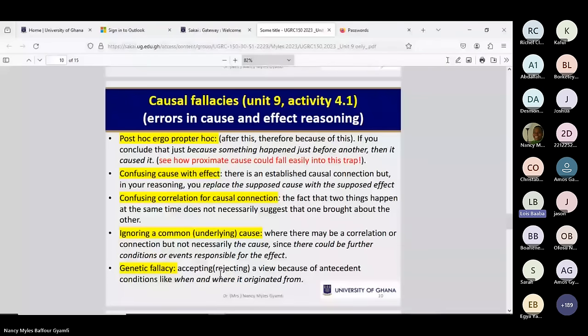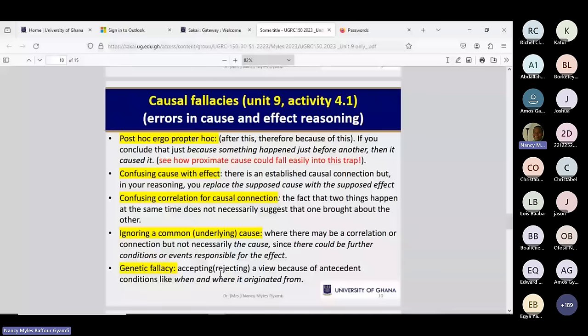Confusing cause with effect. There is an established causal connection, but in your reasoning, you replace the supposed cause with the supposed effect. So let me explain this one, because I've not told you that one. You know post hoc ergo propter hoc. You know confusing correlation for causal connection, the one and the three. Now, in one and three, there isn't any established causal connection. There isn't a cause and effect relationship between the supposed cause and effect. We haven't established that one brought about the other. When we do post hoc ergo propter hoc, there might not be any cause and effect connection between those two events.